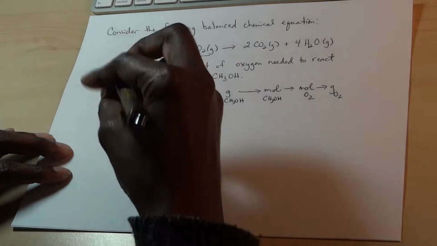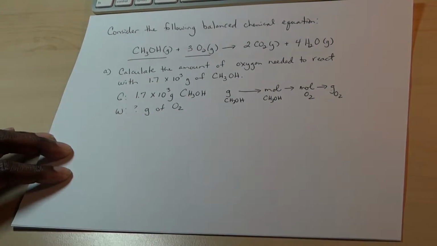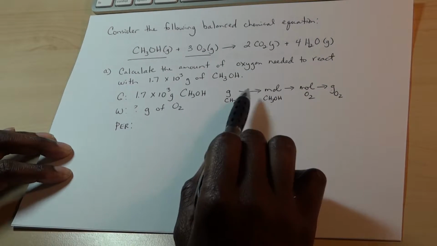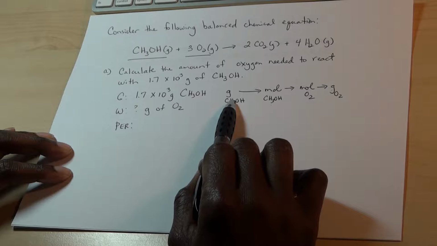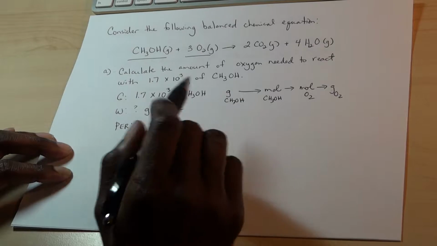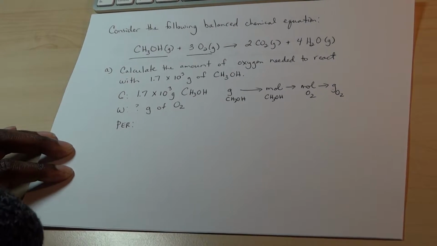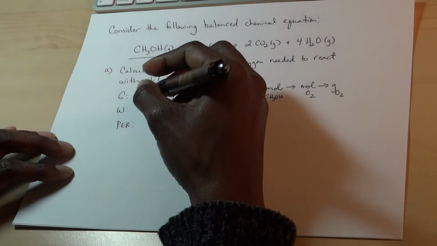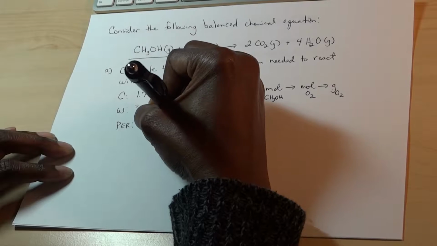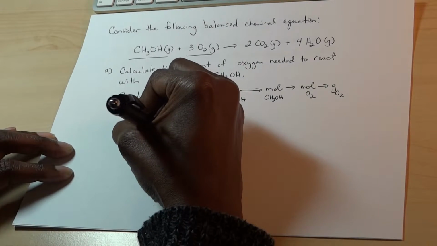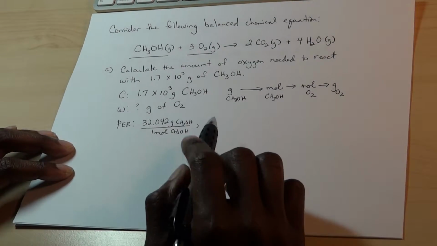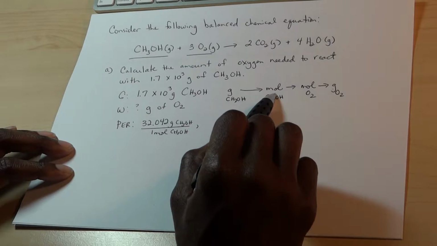So let's start with our per expressions first. Our per expressions are what take us first from grams to moles, and remember, that's going to be molar mass. So convert your grams to moles using the molar mass for methanol, which is 32.042 grams of methanol per mole of methanol. Now that's taking us from grams of methanol to moles of methanol.